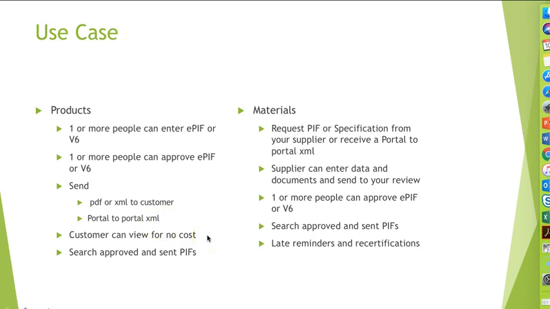If your customer doesn't have a portal, they can view the information online for free. You're able to search what's been sent, what's been approved, what needs to be updated. All that information is at your fingertips. On the inbound side, you can request a PIF or a spec from your supplier, or documents, letter of guarantee, letter of insurance, and when they have portals, you can send information between the portals.